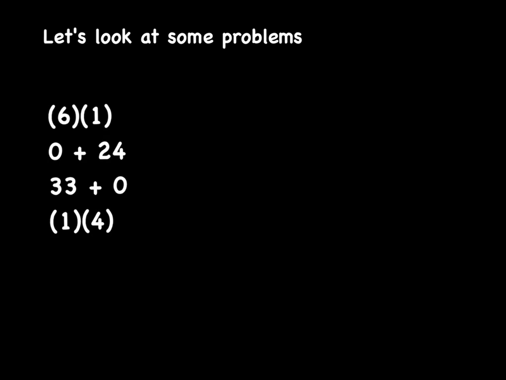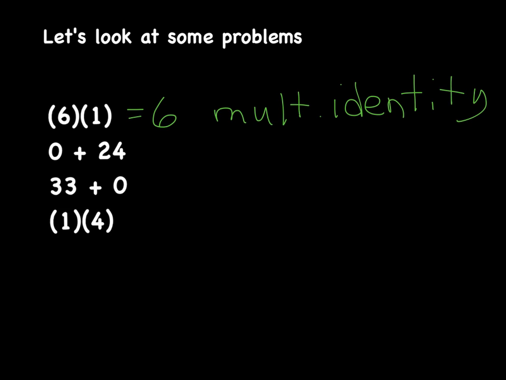Let's look at some examples. 6 times 1. We know that 6 times 1 equals 6. And this is an example of the multiplicative identity property. Remember, an identity property is an operation that when you apply that operation to any real number, the result is going to be the same real number. So the identity of the starting real number does not change.